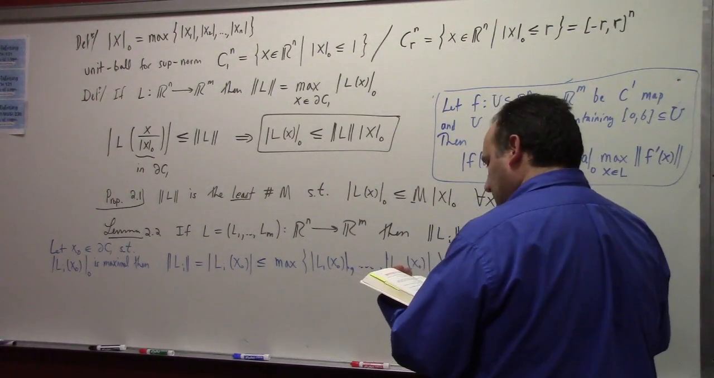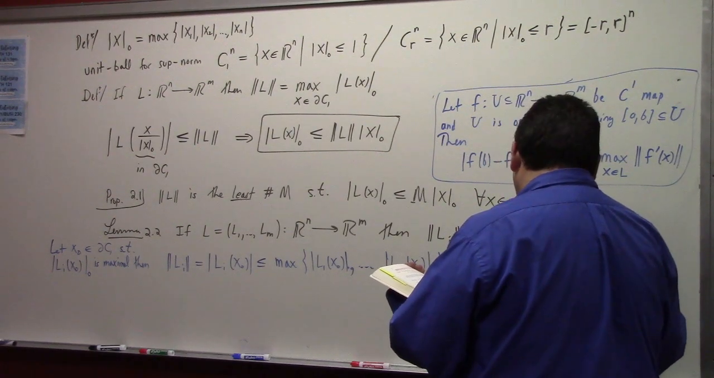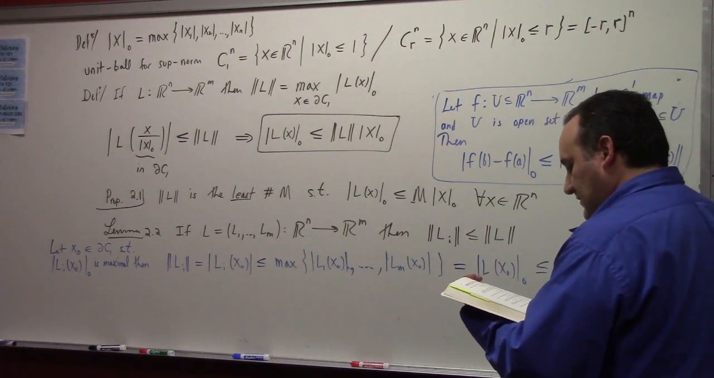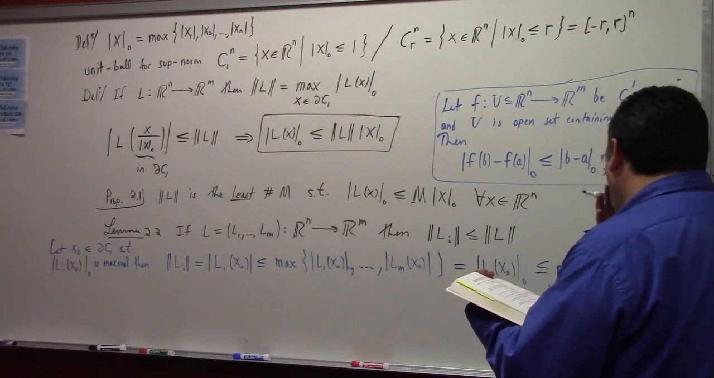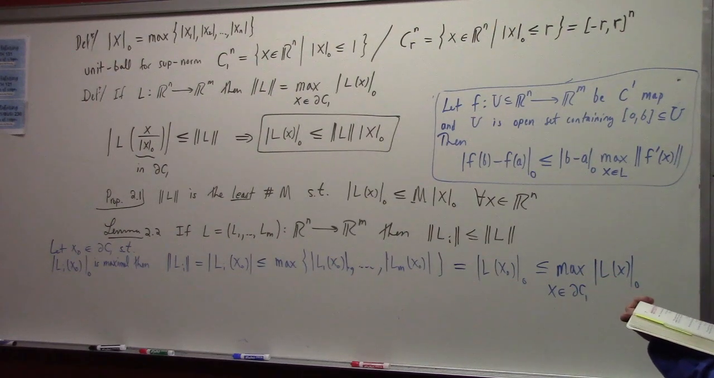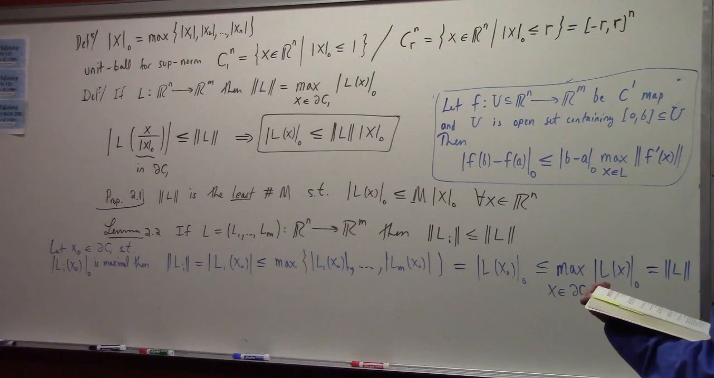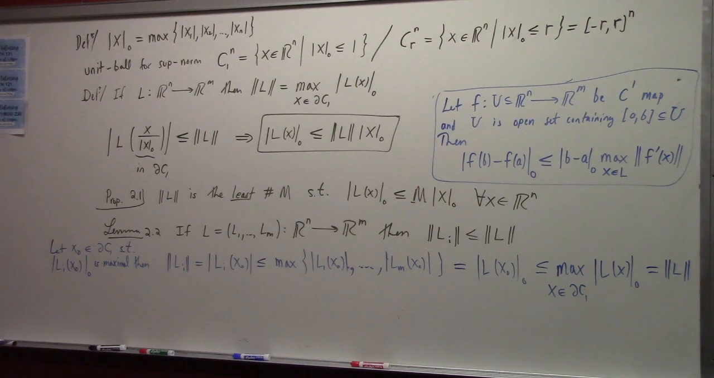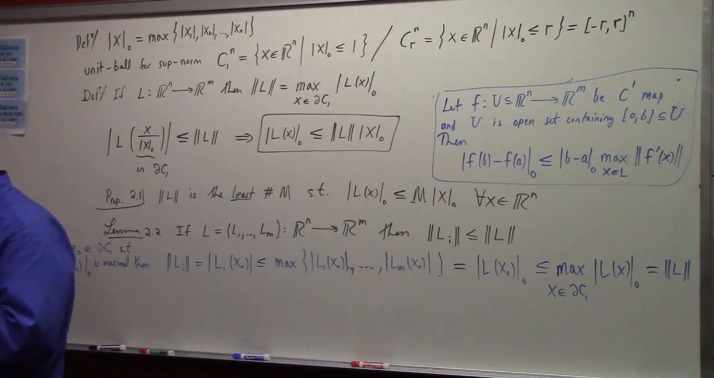Which is less than or equal to the max over x in the boundary of the unit cube, the skin of the unit cube, if you like, of the norm of L of x naught. And that is this. All right, so there's that.